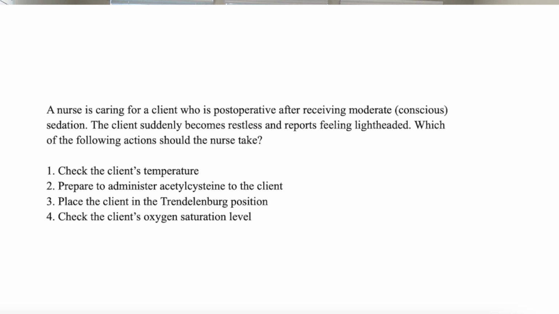Number 8, a nurse is caring for a client who is post-op after receiving moderate conscious sedation. The client suddenly becomes restless and reports feeling lightheaded. Which of the following actions should the nurse take? 1, check the client's temperature. 2, prepare to administer acetylcysteine to the client. 3, place the client in Trendelenburg position. Or 4, check the client's oxygen saturation level.